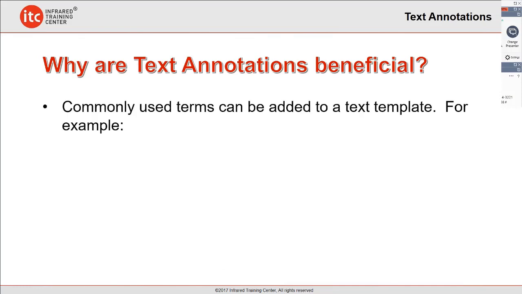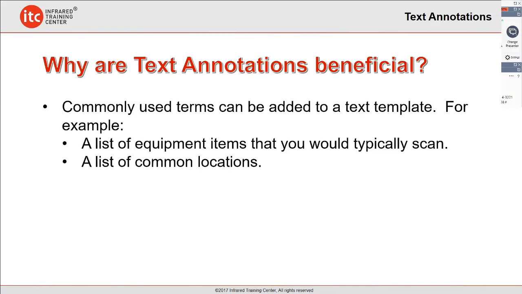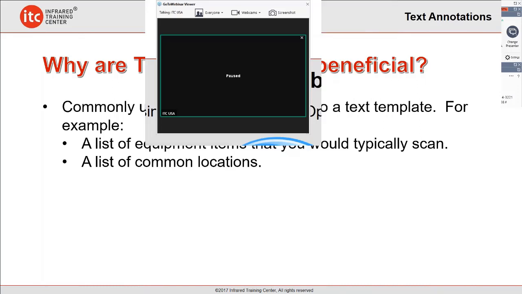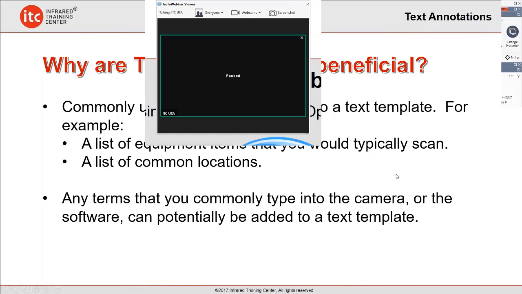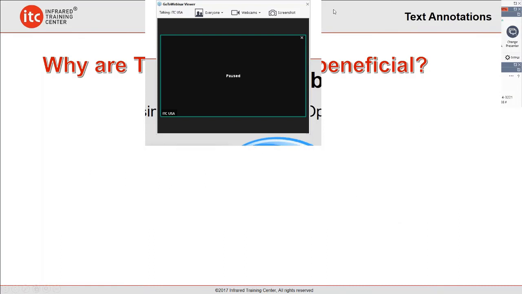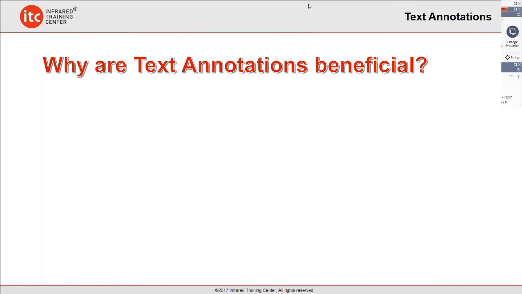So why is this beneficial? Well, the text template is essentially a pull-down menu of labels and values that are accessible, again, in the camera and in the software. So you can add commonly used terms to these templates. For example, an equipment list or a list of common locations where you would potentially perform your inspections. And this can save you a lot of typing. If you find that you're typing the same thing over and over again into your images or into your reports, if you're doing routine inspections where you're looking at the same items on a regular basis, these are applications where you could take advantage of this feature.